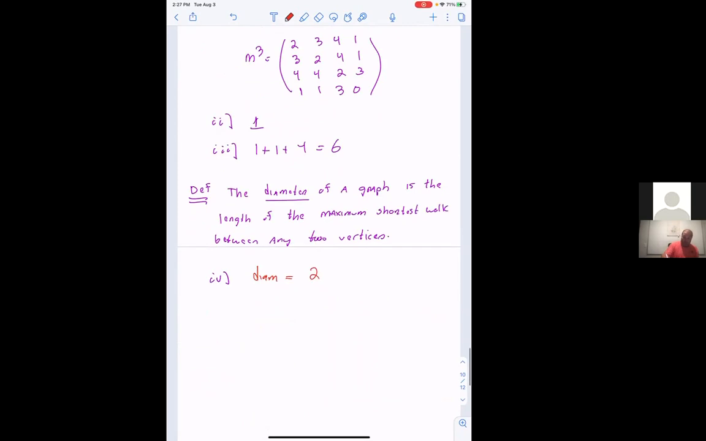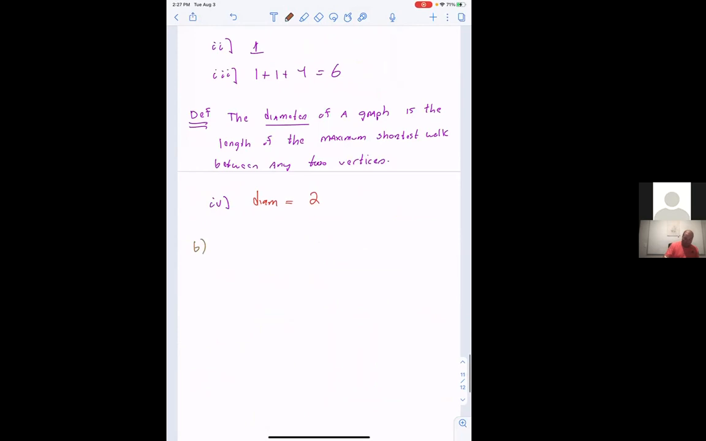Let's do part B, which is the following adjacency matrix. This is a 5 by 5.